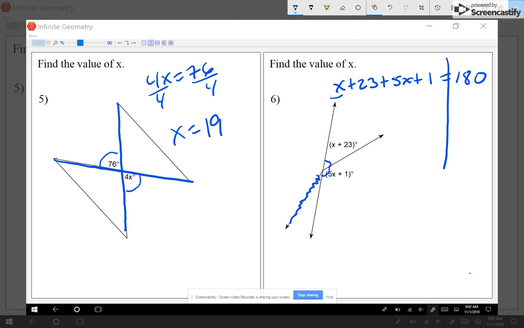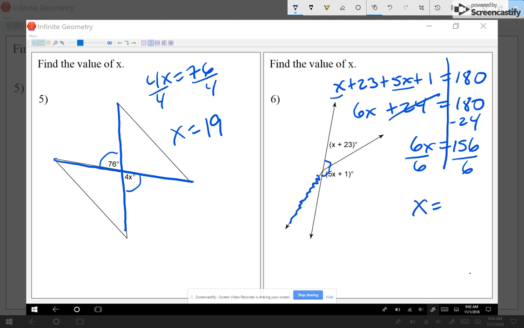Now the left side, I'm going to combine my like terms. 1x plus 5x, that's 6x. 23 plus 1, that's 24. And this is equal to 180. Let me subtract 24 from each side. So I get that 6x equals 180 minus 24. That is 156. Let me divide both sides by 6. 156 divided by 6 gives me, let's see, 26. So there's my answer.